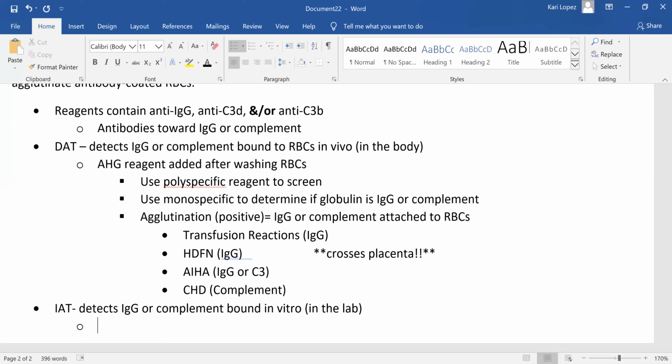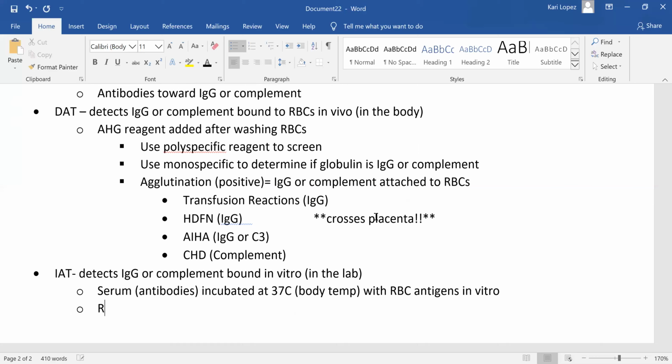So with this, you will have serum antibodies incubated at 37 degrees. So your serum, which contains your antibody, incubated at 37 degrees. And that is going to be your body temp. Red blood cell antigens. In vitro. The red blood cell suspension is washed and combined with AHG to detect agglutination.